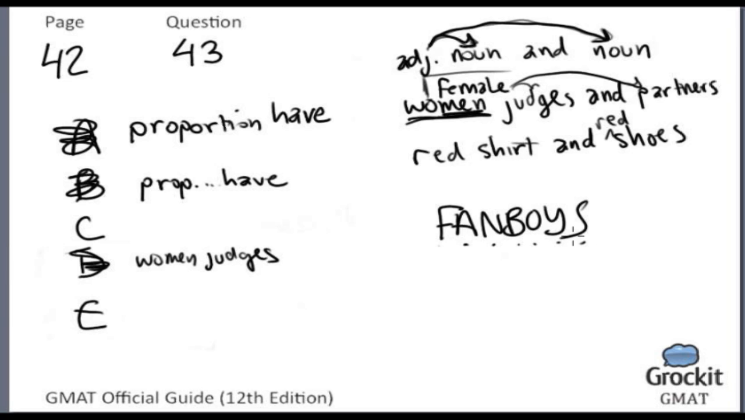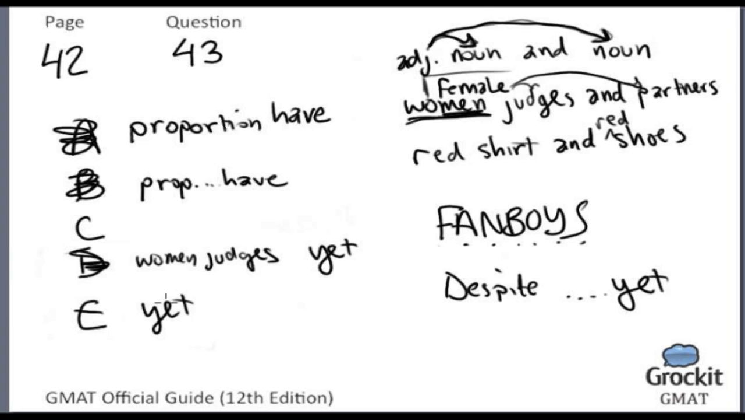But beginning the clause with it is unnecessary. We already have contrast from the word despite in the first clause, so we don't actually need a yet after it to provide contrast. We already have the contrast built in to the first clause. So it's an extra word, and the GMAT hates extra words, so we can get rid of choice D and E on the basis of yet. Which leaves us only with choice C.